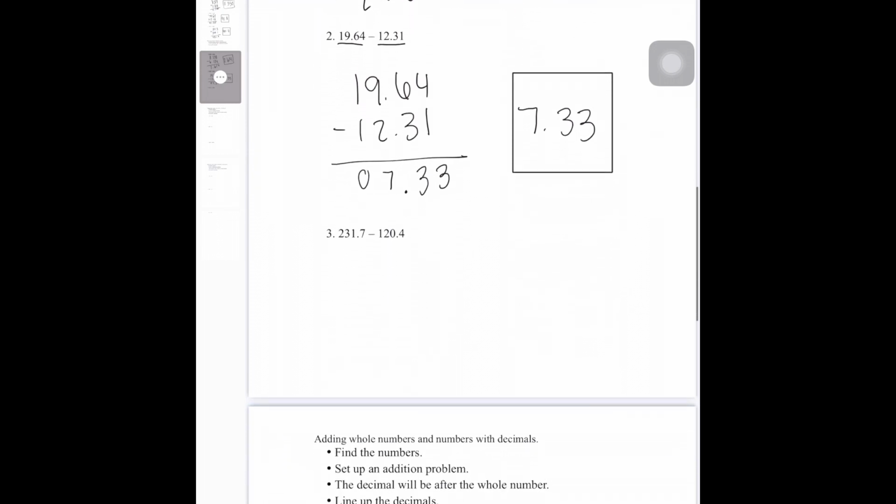Alrighty, my friends. Our last problem is 231 and 7/10 minus 120 and 4/10. 7 minus 4 will be 3, and then we can't move on unless we bring down that decimal. 1 minus 0 will be 1. 3 minus 2 will be 1. And 2 minus 1 will be 1. So you have 111 and 3/10.